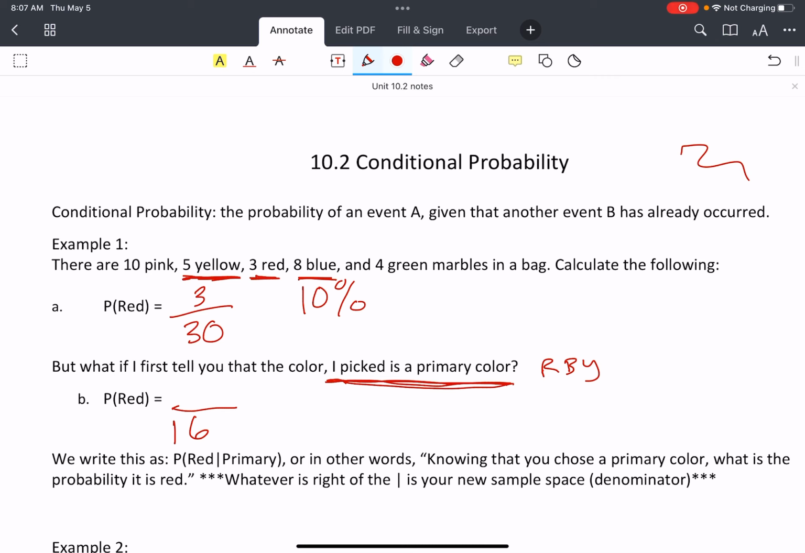Does that make sense? Okay, so the numerator, there's still only 3 red. The numerator didn't change in that case, right? But if I know for sure it's a primary color, that's going to increase my odds. So in order to increase my odds, I'm making my denominator smaller.